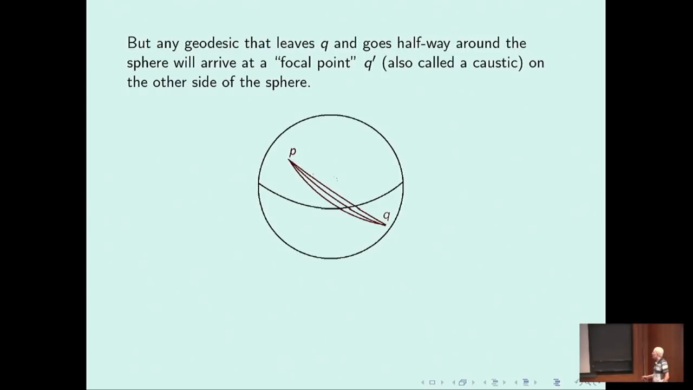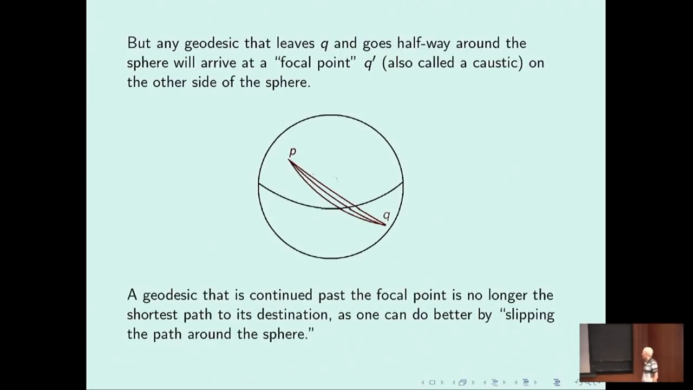But what I wanted to show in the picture is that if P is halfway around the sphere, there are many geodesics that are shortest geodesics, not just one. And that's because all the geodesics from Q focus at the focal point on the other side. So a geodesic continued past the focal point is no longer the shortest path, because you can do better by slipping the path around the sphere.